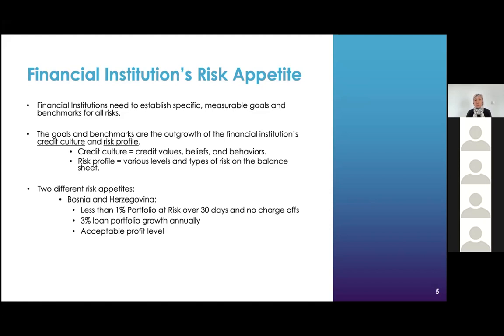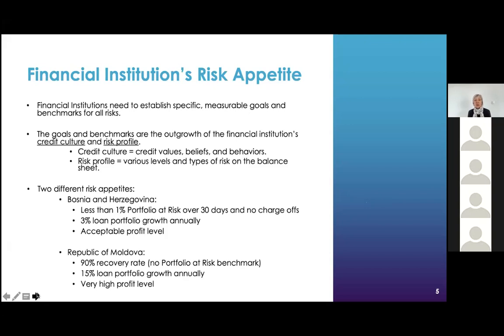So let me give you some examples of two different appetites, okay? There was one financial institution, a non-bank, that gave out microfinance loans to small micro businesses in Bosnia-Herzegovina. And their risk appetite was they wanted less than 1% portfolio at risk over 30 days and no charge-offs. What that means is out of the entire portfolio, only 1% of the portfolio could be late over 30 days, and they wanted no charge-offs during the year. They wanted 3% loan portfolio growth annually, and they wanted an acceptable level of profit. So they wanted a little bit more than break even. Okay, so that's one institution.